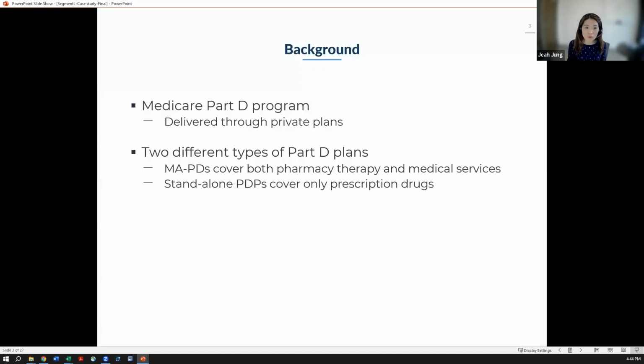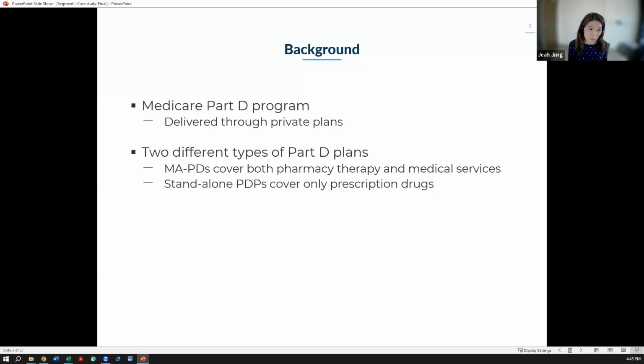We know that the Part D program is delivered through private plans. Even those in traditional fee-for-service Medicare, who are not in MA, still have to enroll in private Part D plans to receive Medicare Part D benefits. We have discussed many times that there are two broad types of Part D plans, MAPD versus standalone PDPs. So what is the key difference between these two types of plans?